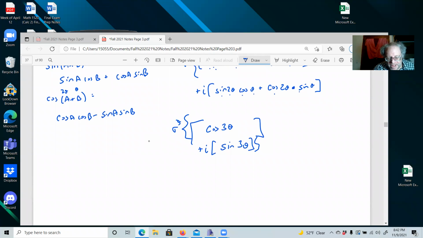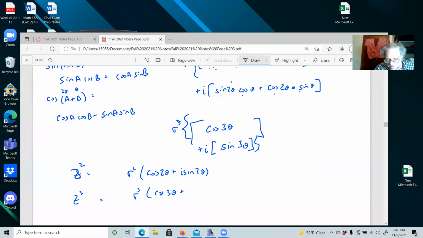Okay, so we have z squared is equal to r squared times cosine 2 theta plus i sine 2 theta. We have z cubed is equal to r cubed cosine 3 theta plus i sine 3 theta. I think there's a pattern here.